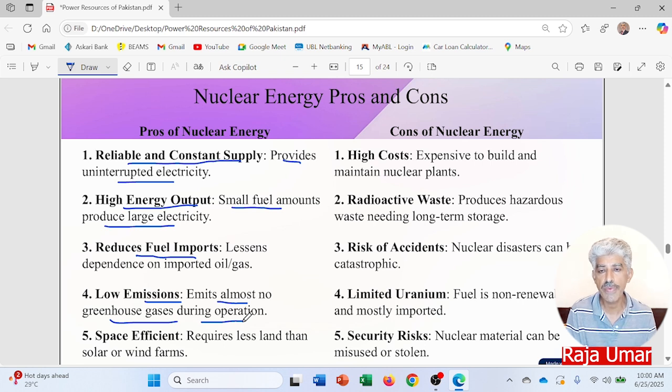Low emissions: it emits almost no greenhouse gases during operation. So it means that the pollution factor is nowhere. If you are producing electricity through nuclear means, you are protecting your environment as well.